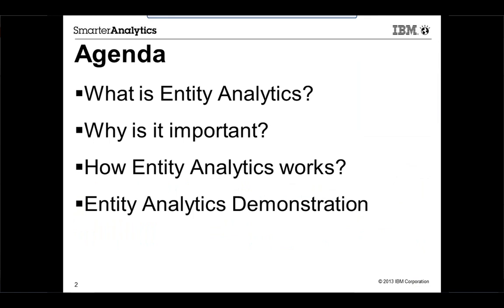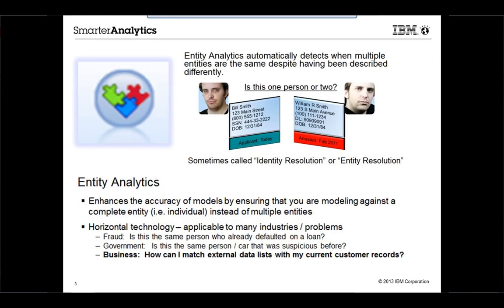So what exactly is Entity Analytics? It is best described by talking about what it does. Namely, Entity Analytics automatically detects when multiple entities are the same despite having been described differently. So let's take a look at the example on this slide. Is this one person or two people? If you look at their names, they're slightly different. Bill Smith and William R. Smith. The addresses are slightly different. One has a social security number and the other does not, but they do seem to share the same date of birth. It is crucial for us to be able to identify if these persons are the same or not.